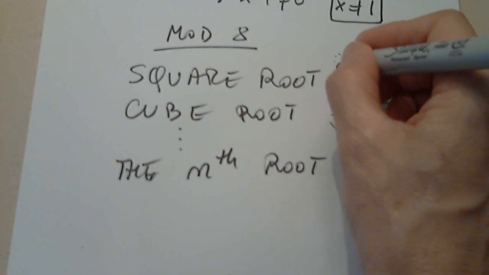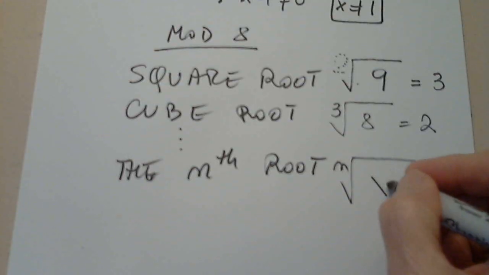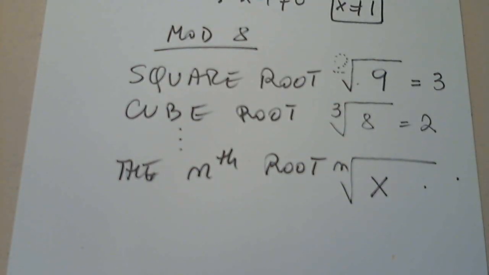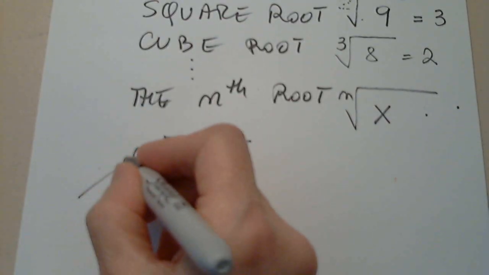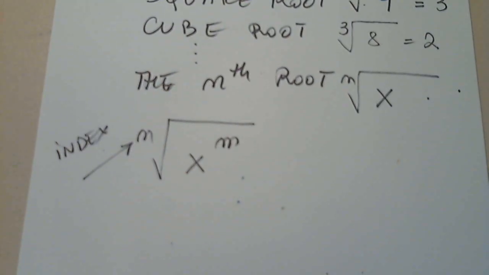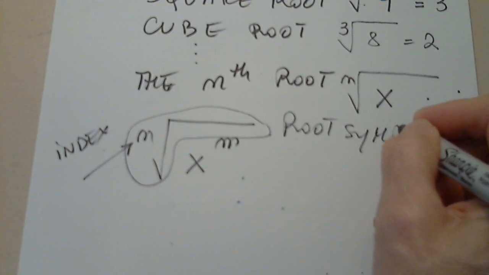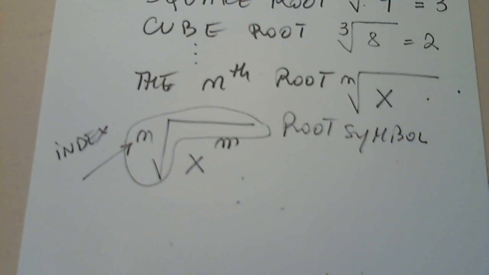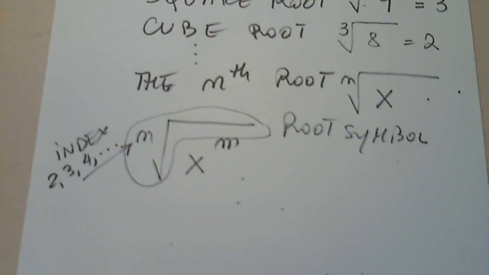So let's explain. The square root and the cube root and the nth root, they all have an index. This is the index of the root. This is the root symbol. And the index cannot be lower than 2. So the index can be 2 or 3 or 4, etc. 2 by convention is not written.